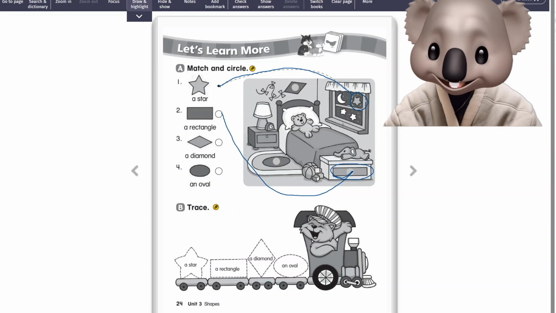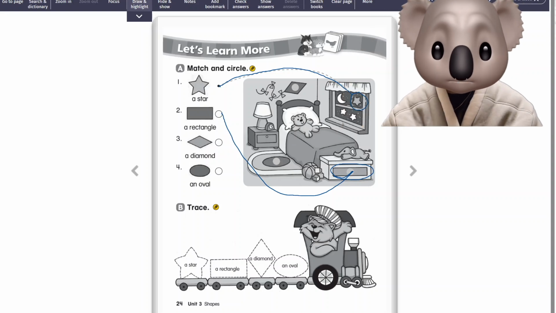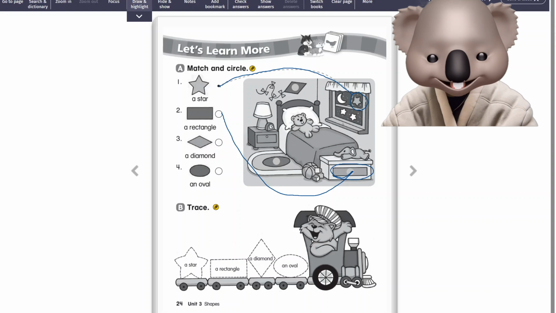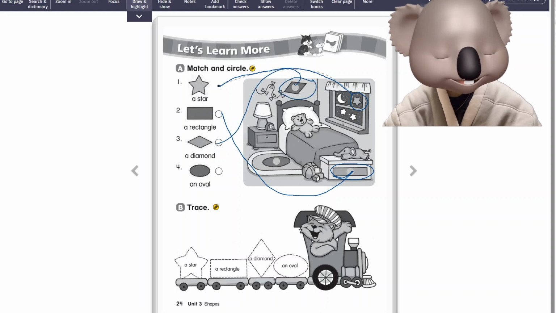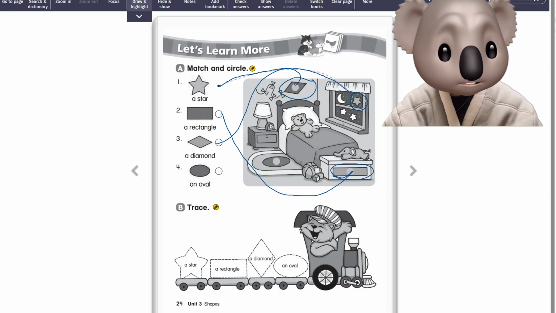I'll give you a hint. It's above the bed. 침대 위에 있어요. Great! A diamond is right here. Don't forget to circle. And our last one, we're looking for an oval. Right here. Great job. Let's go to part B.